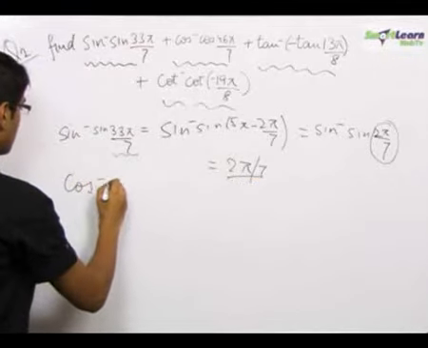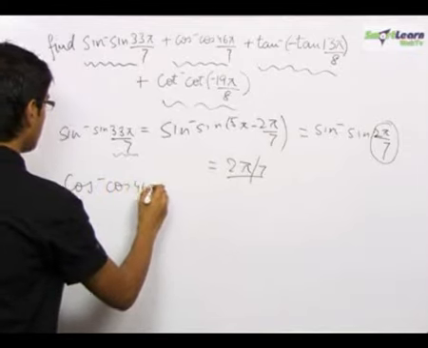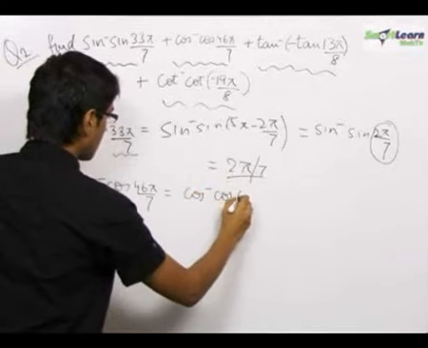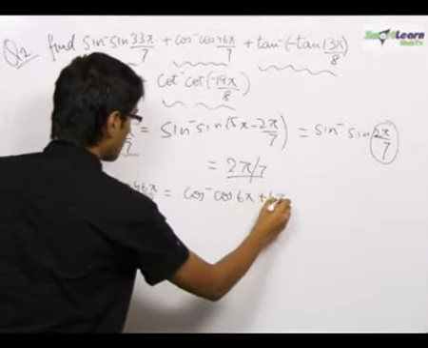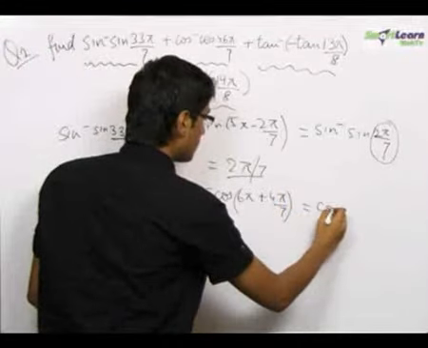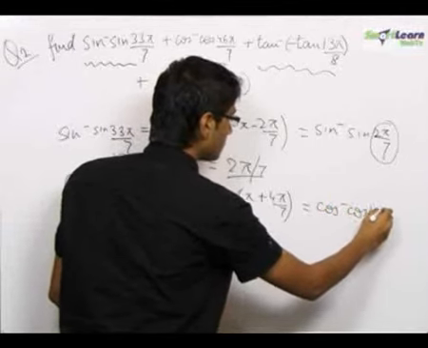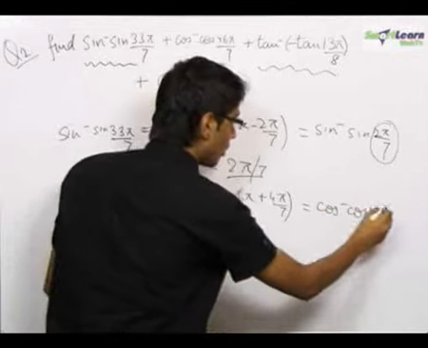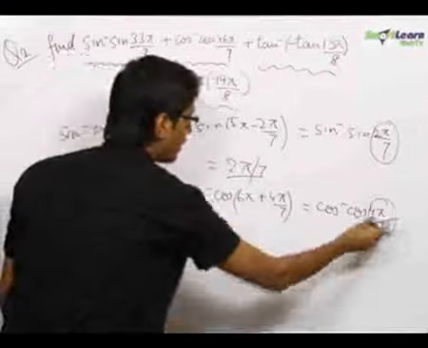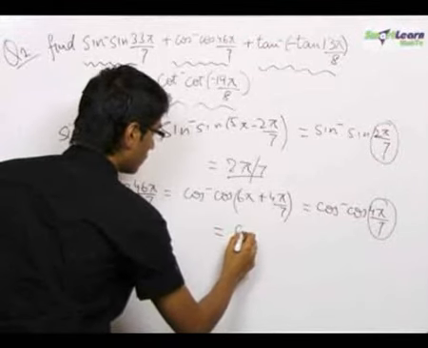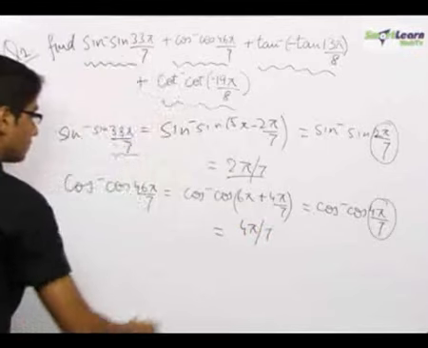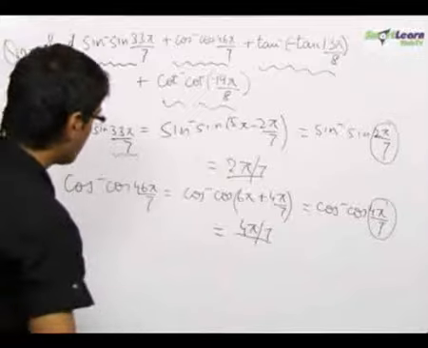Now cos inverse of cos 46 pi by 7 can be written as cos inverse of cos 6 pi plus 4 pi by 7. This is equal to cos inverse of cos 4 pi by 7. Now this given value has come in the range of 0 to pi. So this 4 pi by 7 can directly come out of the cos function to become 4 pi by 7. So we have got two values, we need to find out the other two.